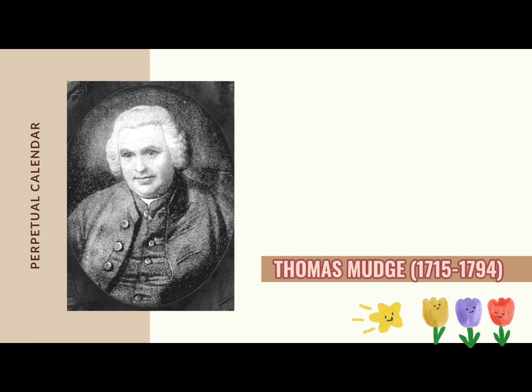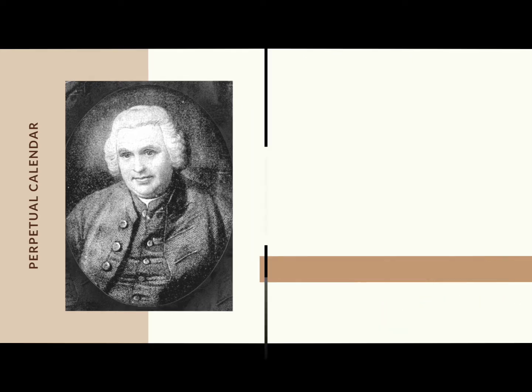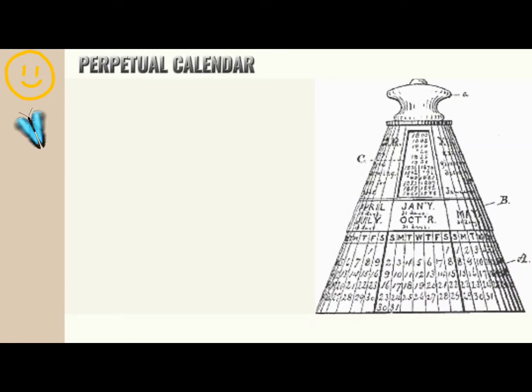Thomas Mudge, 1715 to 1794, an English watchmaker and also the inventor of the detached lever escapement, is credited with designing the earliest perpetual calendar pocket watch in 1762, but Patek Philippe patented the first in wristwatch form in 1889. What is a perpetual calendar?